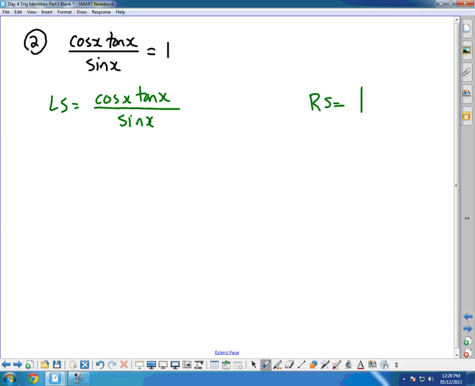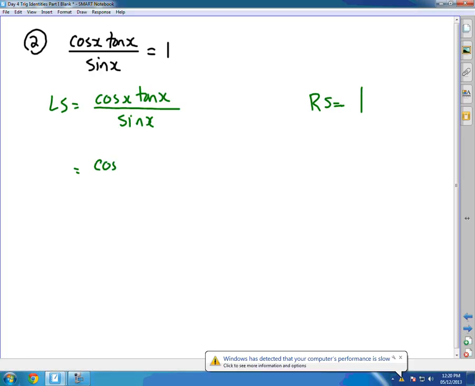I remember back to my strategy sheet. One of my strategies is to change everything into sines and cosines. It's easier to work with. So I remember that tan is equal to sine over cos, so I'm going to replace that. Tan itself is sine x over cos x, all over sine x. So at least I don't have 3 different things, a sine, a cos, and a tan. Now I only have 2 things, a sine and a cos.